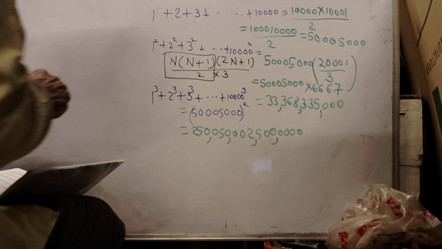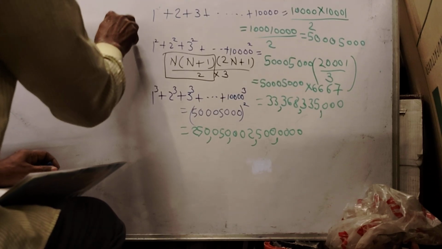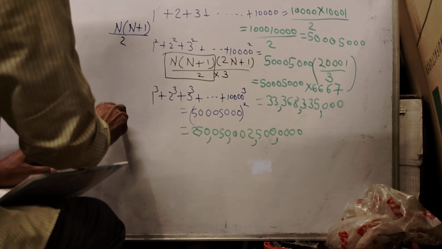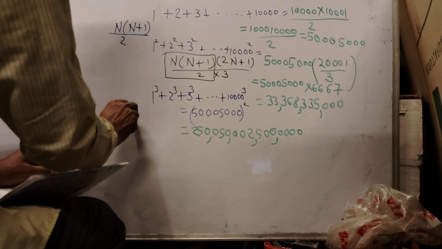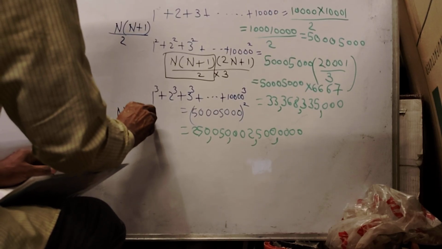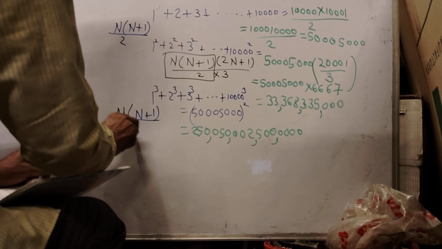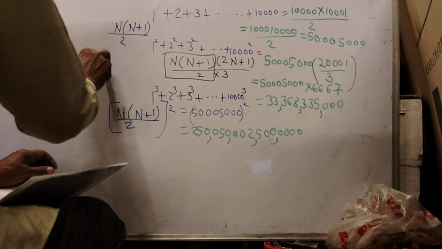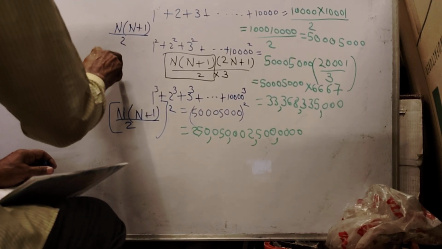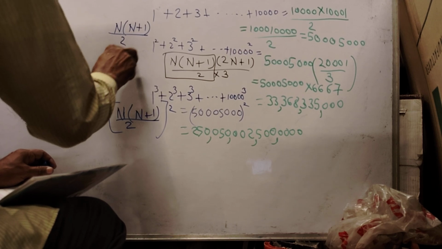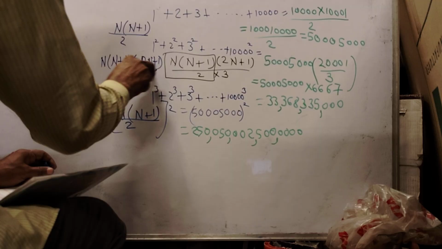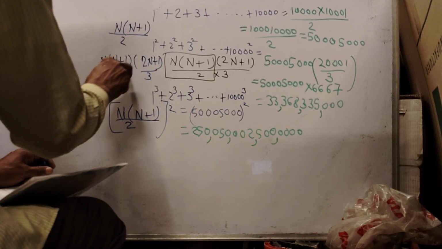First formula was n into n plus 1 over 2, that is the sum of n natural numbers, and in the cubes it is also the same formula, but this time we use its square. And in the middle one we use the same formula, but this time it is also multiplied by 2n plus 1 over 3, and here is 2.